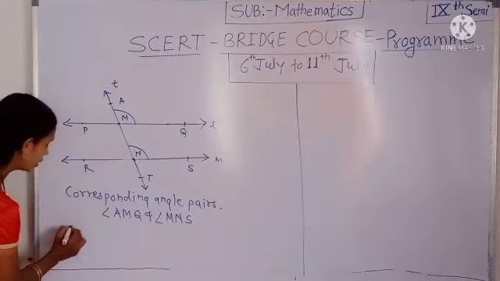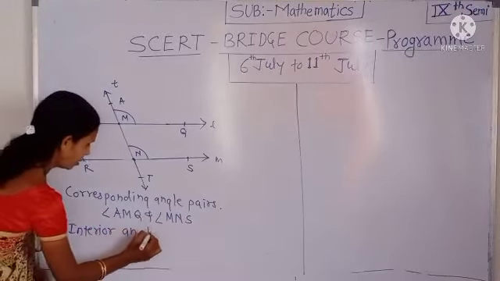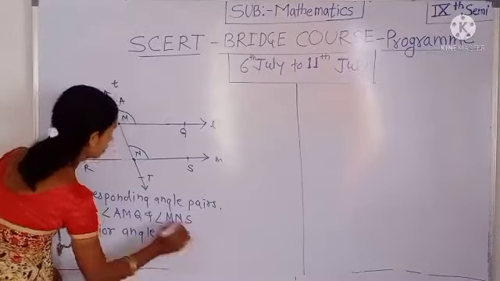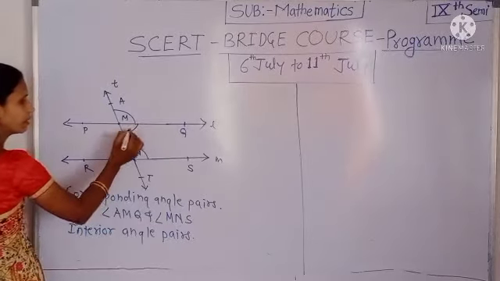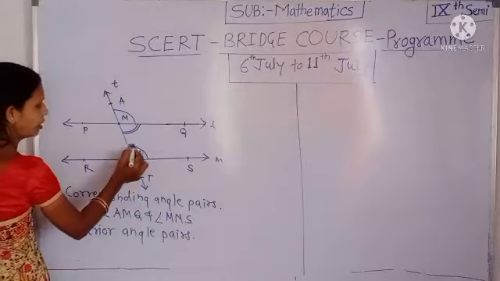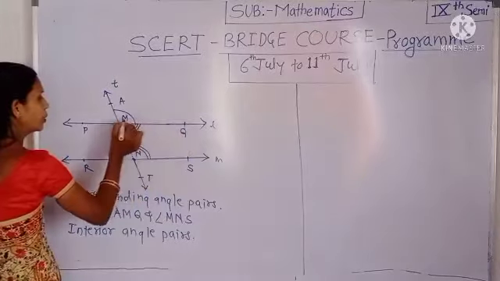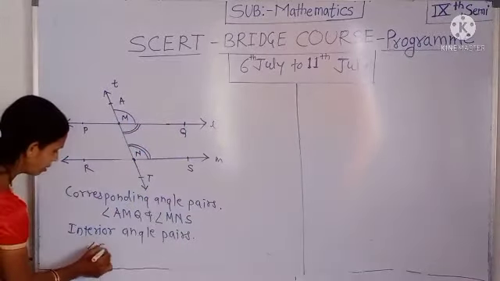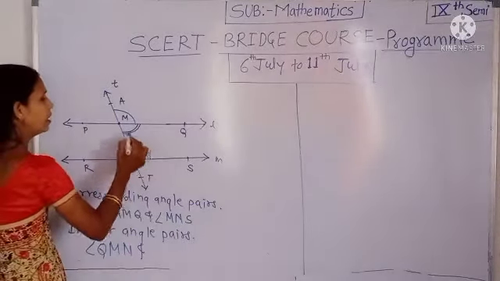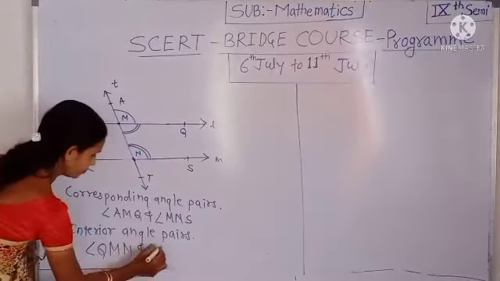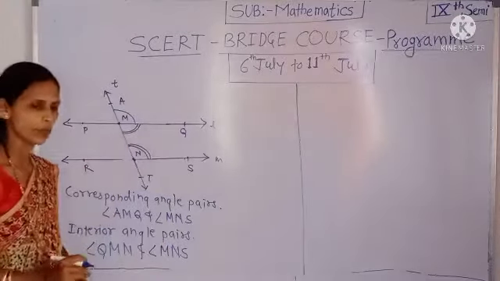Similarly, the interior angle pairs. Here angle NMQ, or angle QMN, and angle MNS are the interior angle pairs.